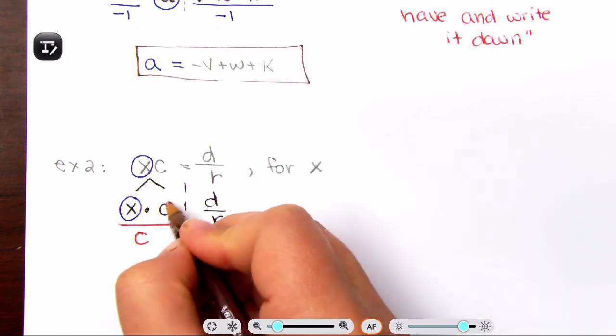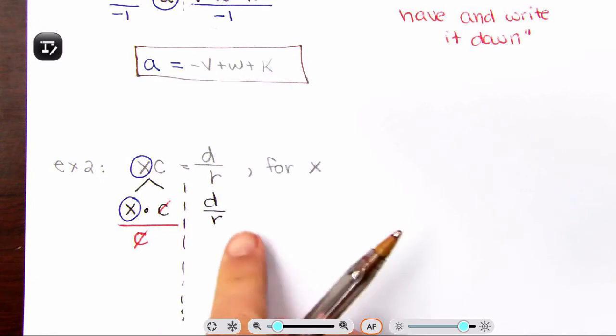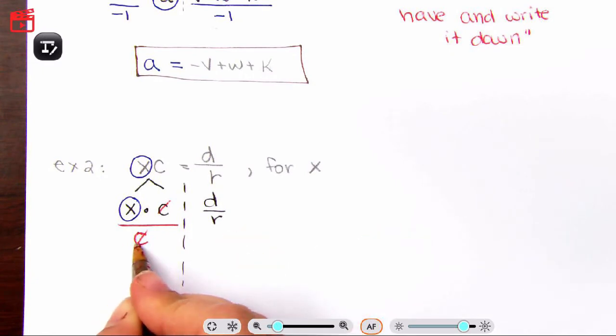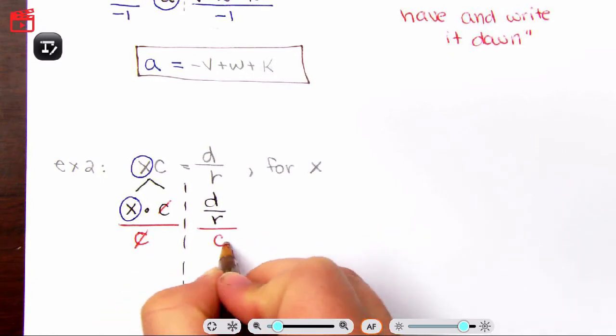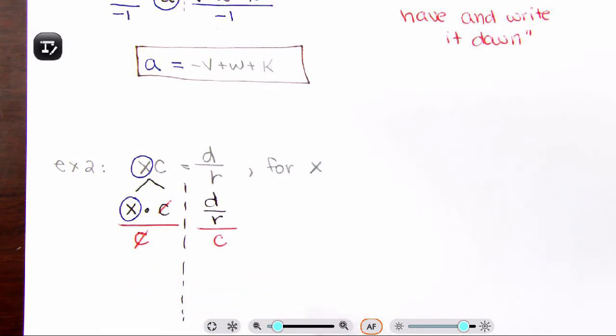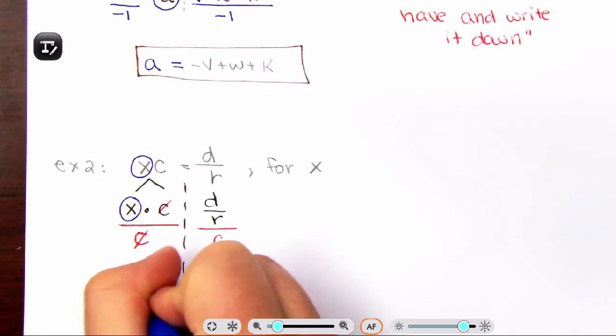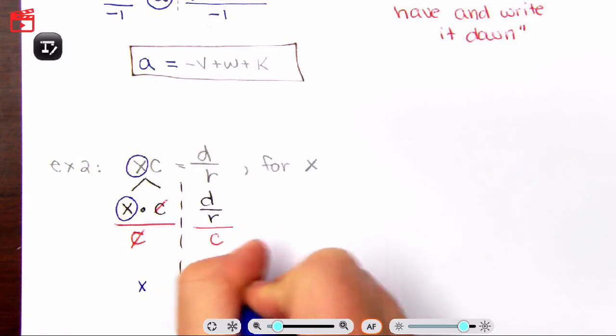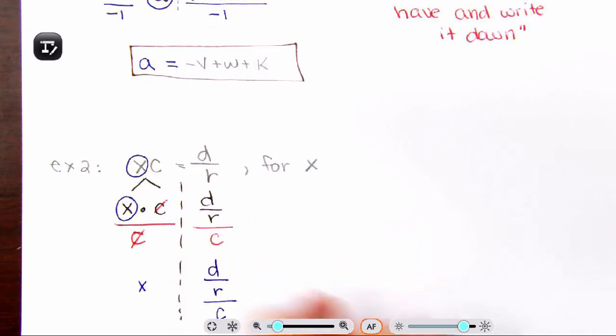All right, c on top, c on the bottom cancels out. Now on this side, remember how we divided by c? I have to divide by c as well. So what do I have left over here? I have x left over. What do I have here? I have d divided by r divided by c.